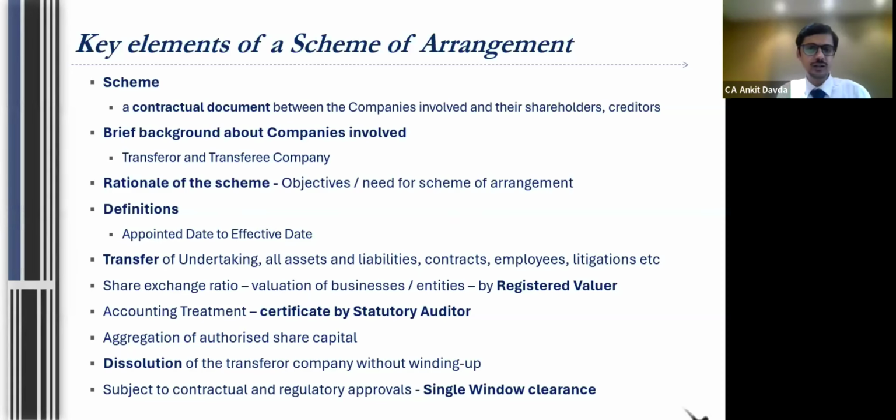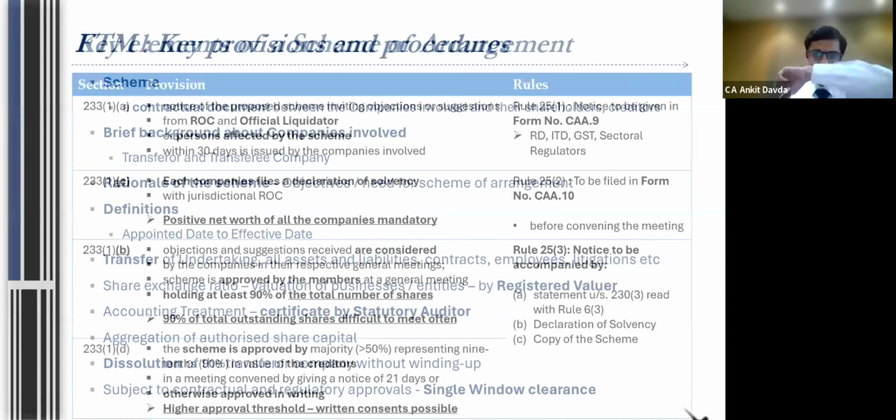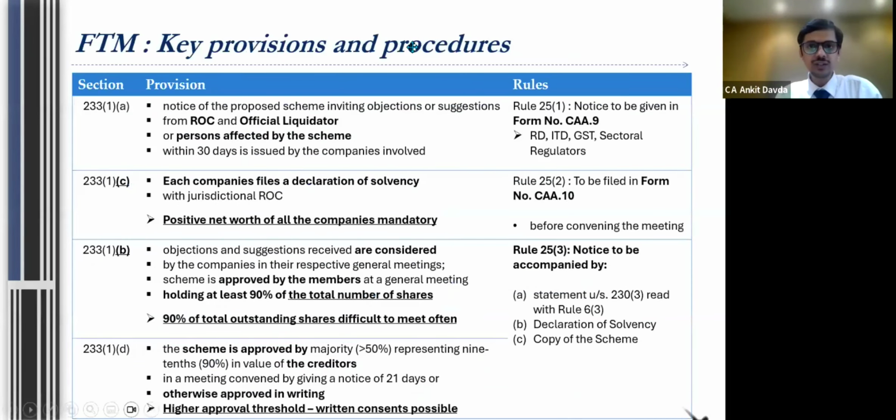So to say, for example, you can't write that there were past violations in the transferor company, and then in the scheme say that on the scheme becoming effective, all past violations will become regularized. You can't have such provisions in the scheme document. But anything relating to transitional provisions, basically the amalgamation or consolidation of two entities, you can build in the scheme document. And this scheme is subject to contractual and regulatory approvals, which we will definitely run through in terms of FTM provisions. So these were the contents of the scheme.